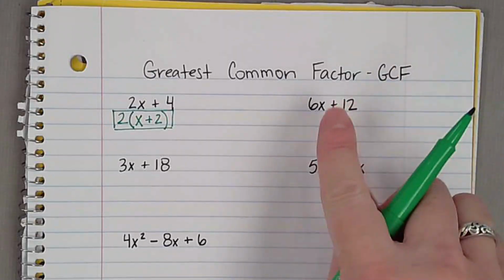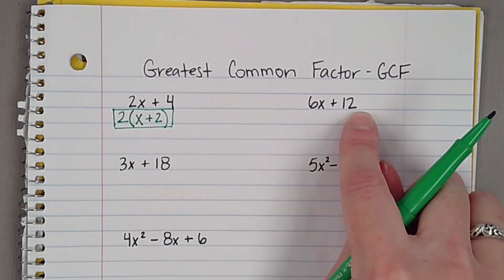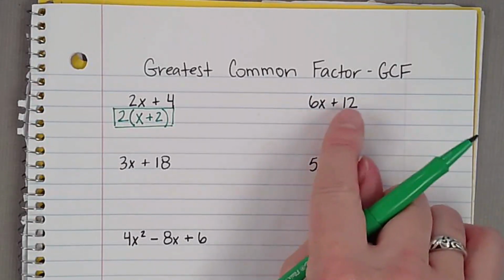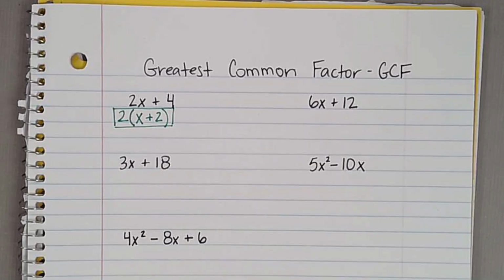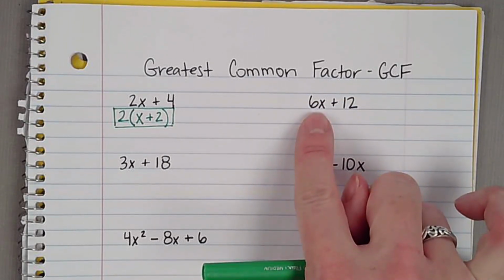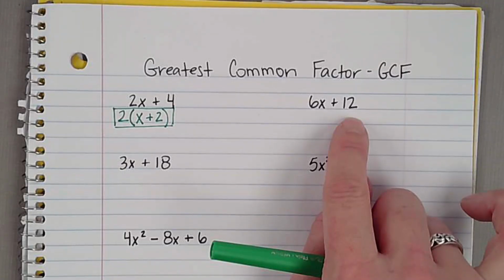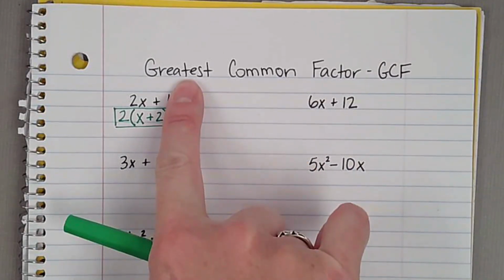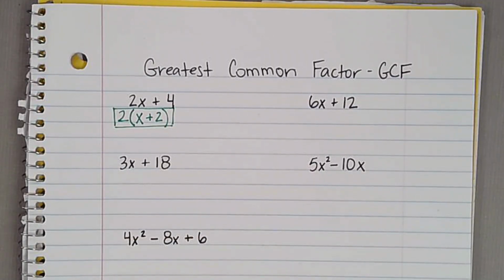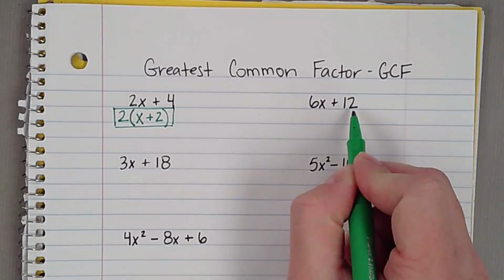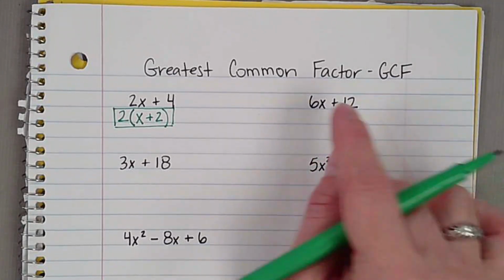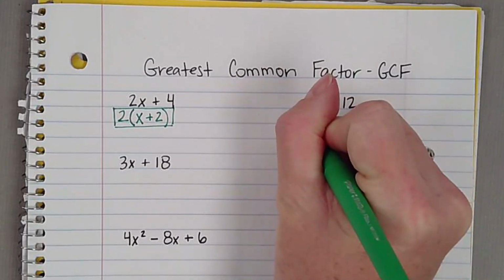In this next one, we have a 6x plus 12. So when I look at these numbers, I could divide them both by 2. 6 divided by 2 and 12 divided by 2. But I think there's another number I can divide by, right? I can also divide by 3. 6 divided by 3, 12 divided by 3, those both give me whole numbers. And I think there's an even bigger number. So that's why it's called the greatest common factor. I want to take out the biggest possible number I can. So between a 6 and a 12, the biggest possible number I can divide them by is 6. So my greatest common factor is 6.